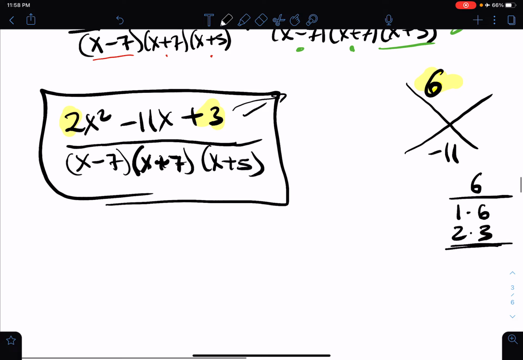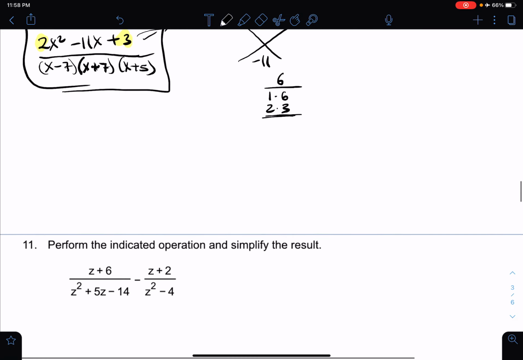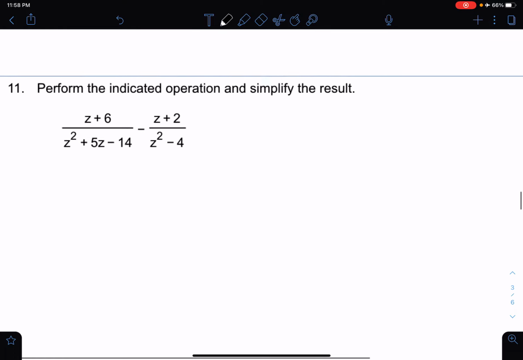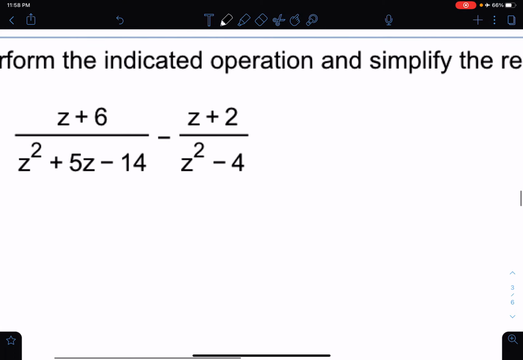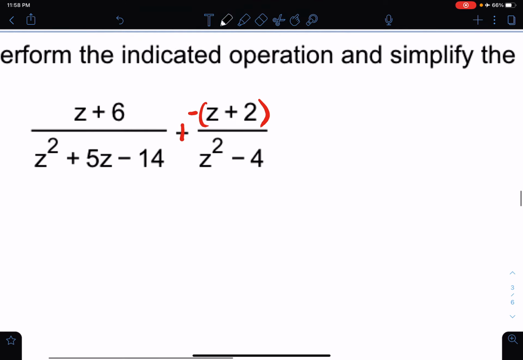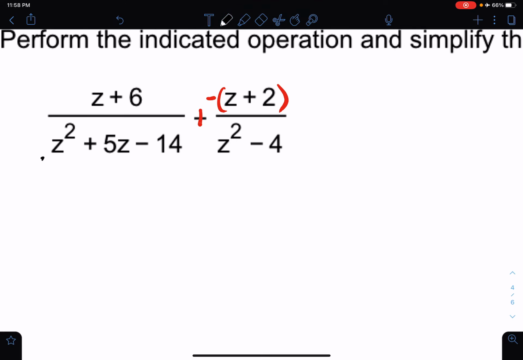Good. Let's move on to number 11. Perform the indicated operation and simplify the result. Once again, big caution here. I've seen it happen too many times. I would change that to addition and distribute the negative. Now we need to figure out what our LCD is, and the only way we can do that is by factoring the denominator. So we better do that.